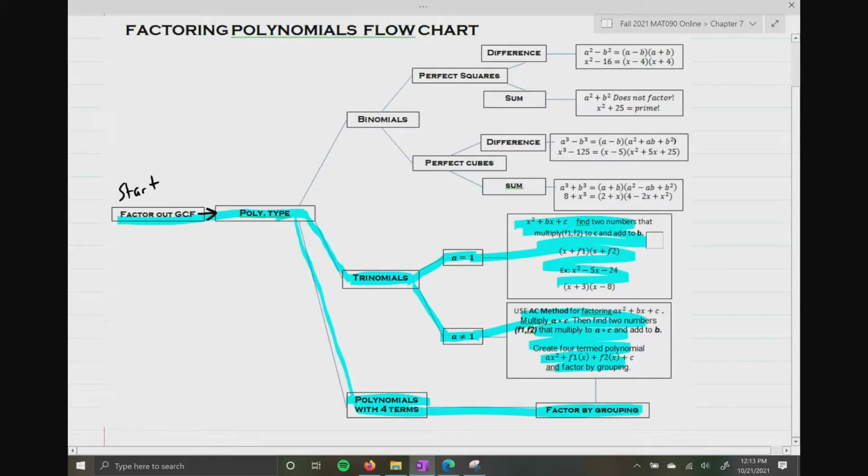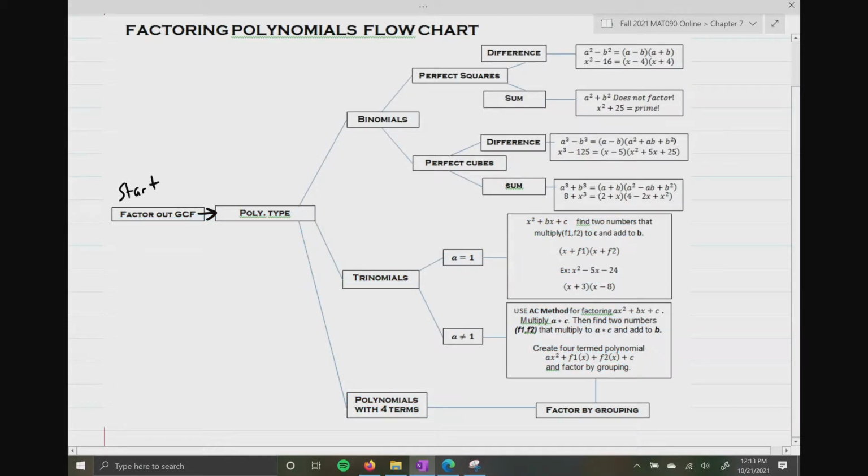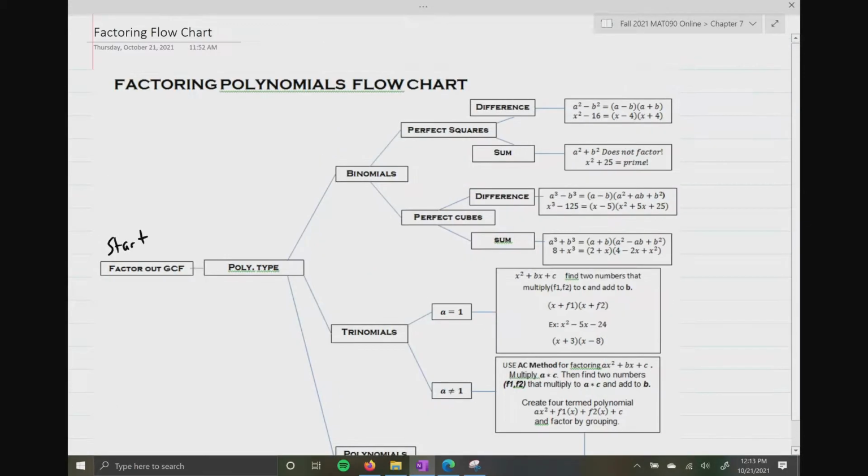Okay? Now, the most important one, I think, in this entire flowchart here is going to be polynomial type trinomial with a not equal to 1, because if you look at this, it says use the AC method, create a four-term polynomial, and factor by grouping. And you can see how this little line right here at the very bottom connects those two together. Okay? So what this flowchart is actually meant to do is just keep you in order in terms of how you approach a problem.